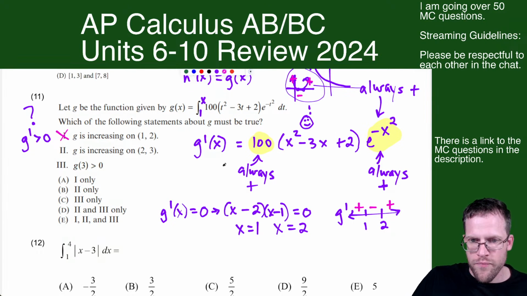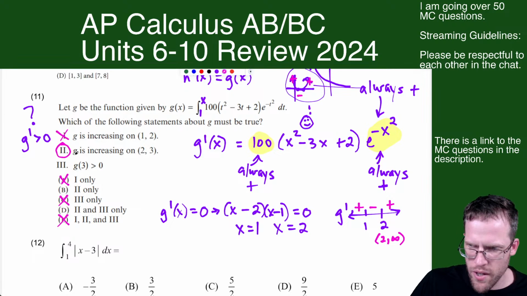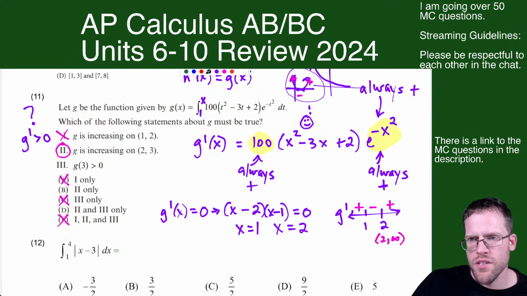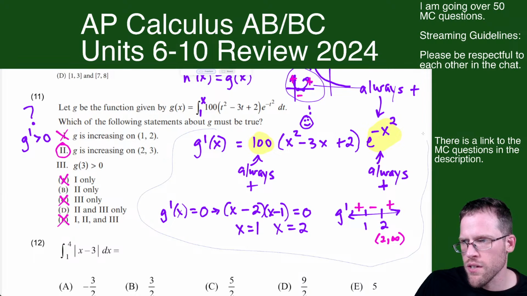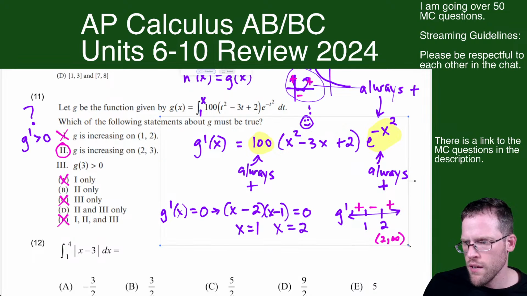From 2 to infinity, g is increasing. And 2 to 3 is a subset of this. So this is true. So 1 only is out, 3 only is out, and 1, 2, and 3 is out. So it's really a matter of, is 3 true or not? Now, one of the challenges here is that if this is no calculator, it's this one where I would say a calculator, for this part, would be fair game. The question might be just a little poorly constructed. And I'll show you why.